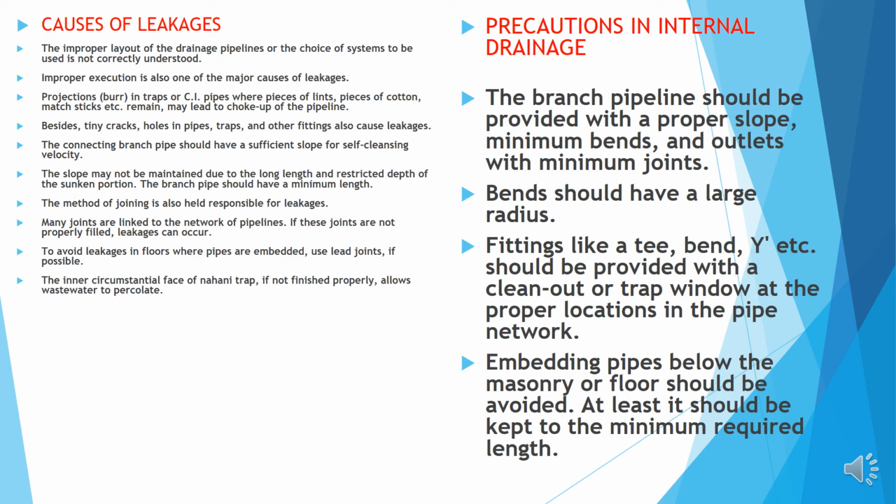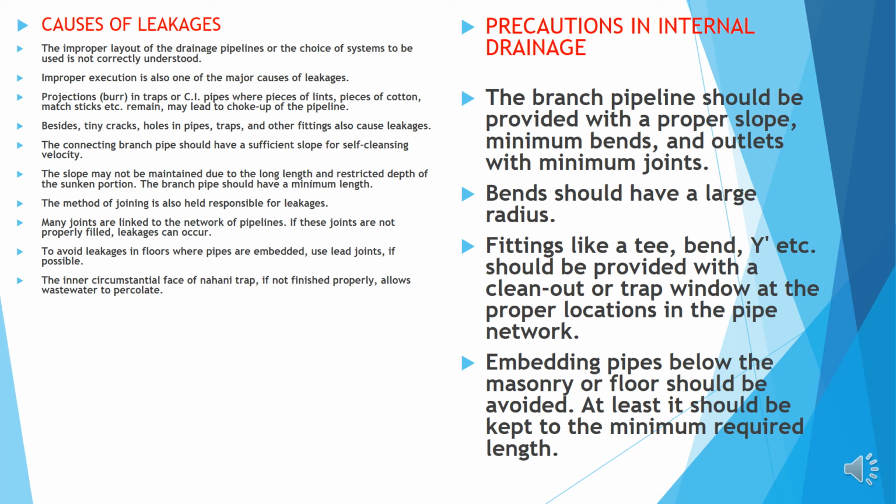Causes of leakages. The improper layout of the drainage pipes. Improper execution is also one of the causes. Projection in traps or CI pipes where pipeline limits the flow, and cotton, matchstick, etc. remain, may lead to choke up. Tiny cracks and holes in pipes, traps and other fittings also cause leakages. The connecting branch pipe should have a sufficient slope for self-cleaning velocity. The slope may not be maintained due to the long length and restricted depth of the sunken portion. The branch pipe should have a minimum length.